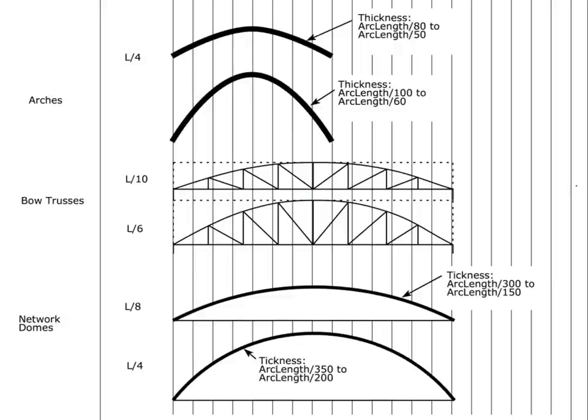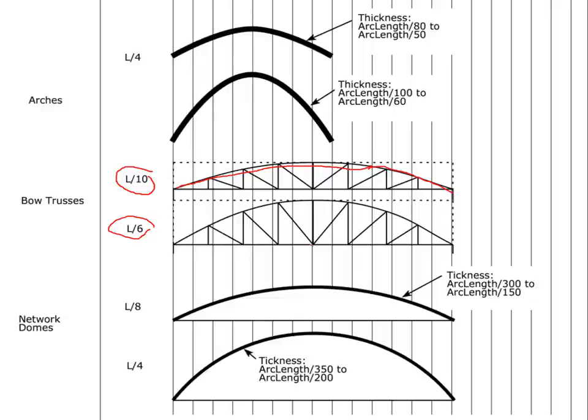All right, so next we want to talk about bow trusses. When we go to bow trusses, we can have shallower proportions because the top chord, which is the compression element, is better braced because of all these web members. So we can go from L over 10 to L over 6. So if we had a 60-foot long truss, the shallow proportions would be 6 feet deep. If we had a 60-foot truss, the deep proportions would be L over 6, or in other words, 10 feet.